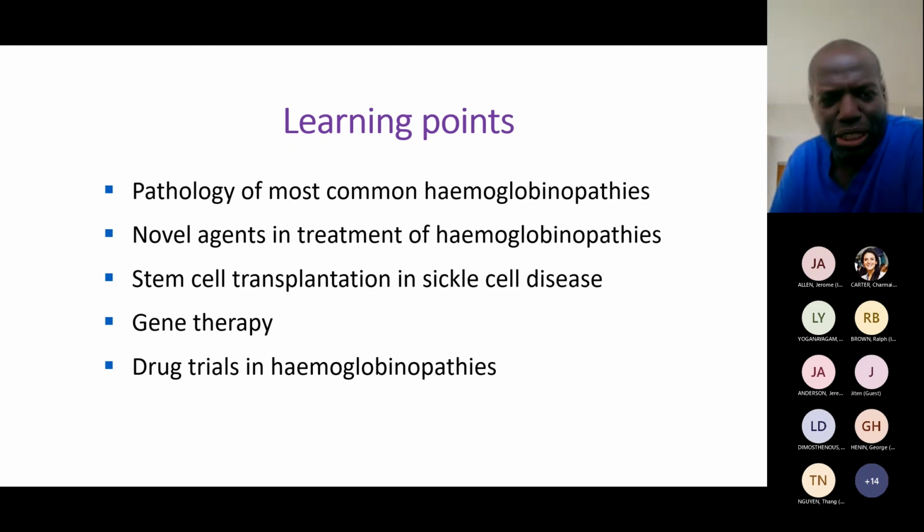Okay, so these are the learning points, what we hope to achieve during this half-hour session. To talk through quickly, I know Musin's talked about this, the pathologies of some of the common hemoglobinopathies, some of the novel therapies which Musin alluded to, stem cell transplantation and where we are regarding that in sickle cell disease patients, and gene therapy, which is one of the more exciting new therapies in sickle, and what we have available as far as clinical trials, mainly sickle actually, unfortunately, not a great deal in thalassemia.